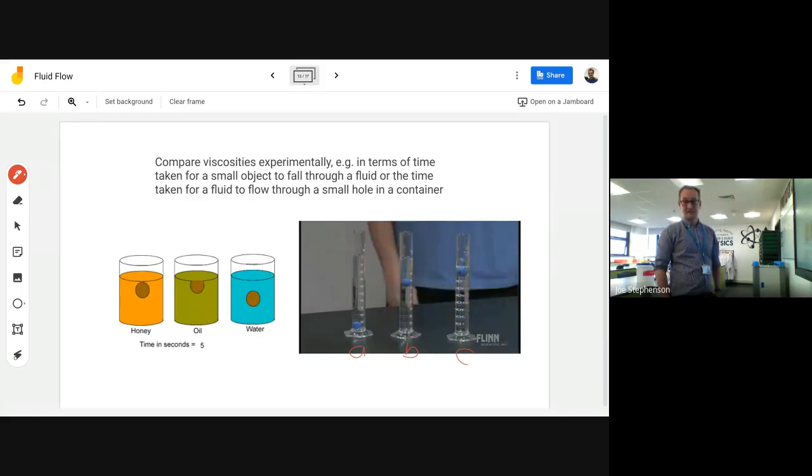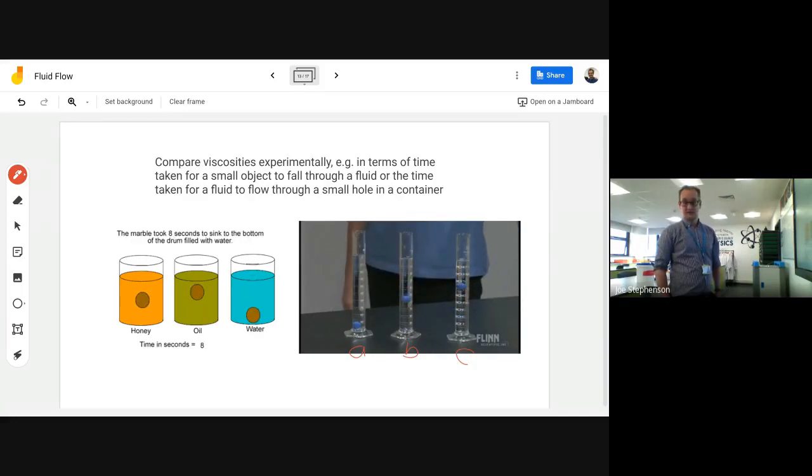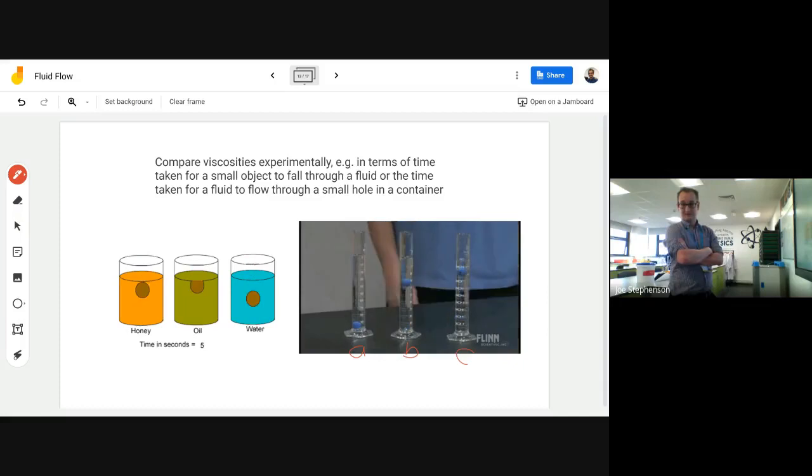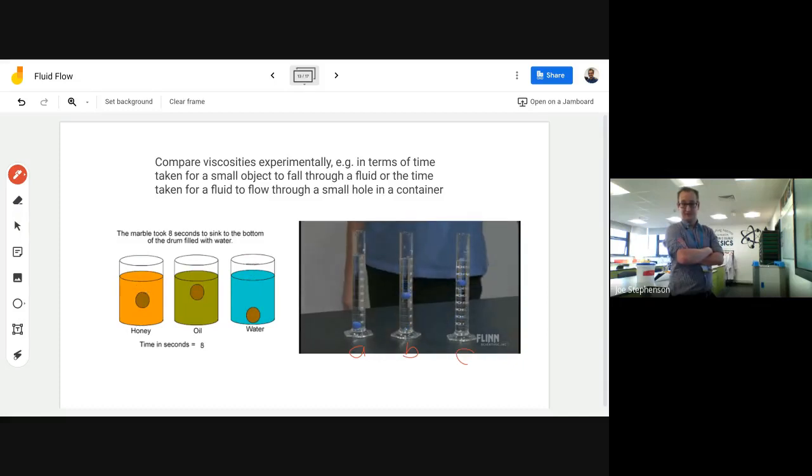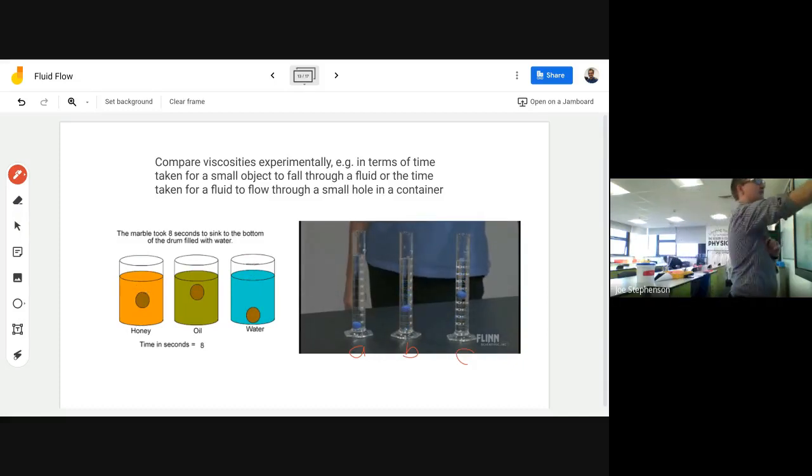So Stephen's saying C, Brad's saying B. What do we think? Which one has the highest viscosity? So there's consensus now. You're all saying C. Yeah, so viscosity is high.